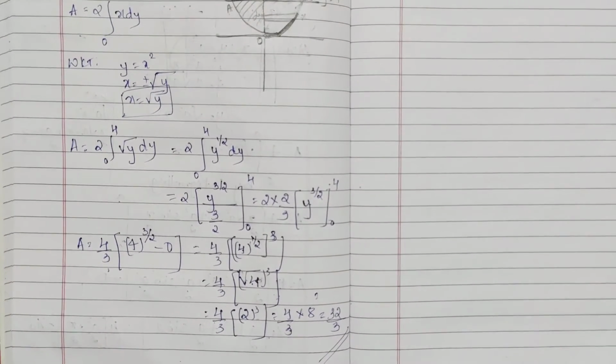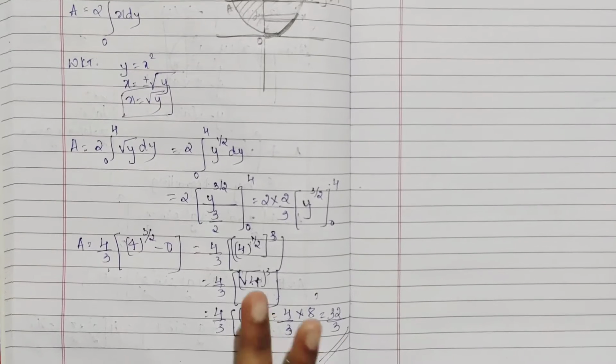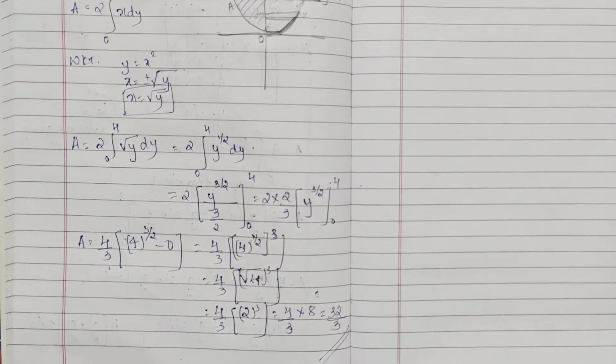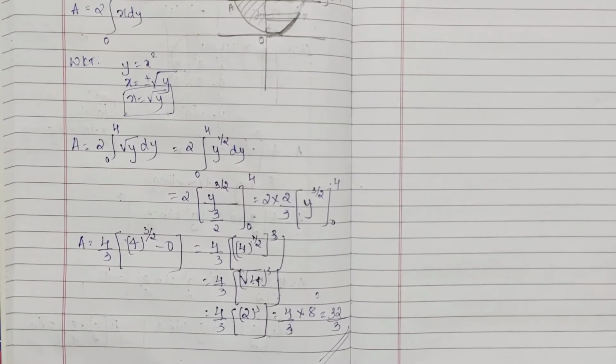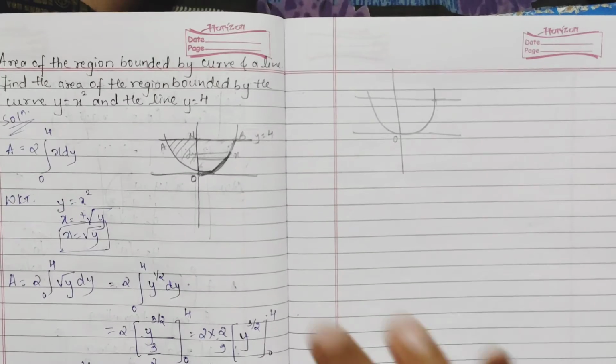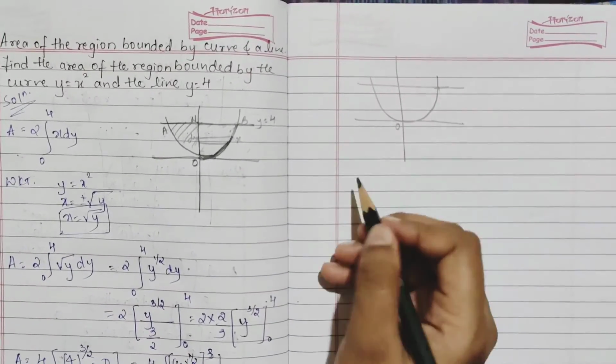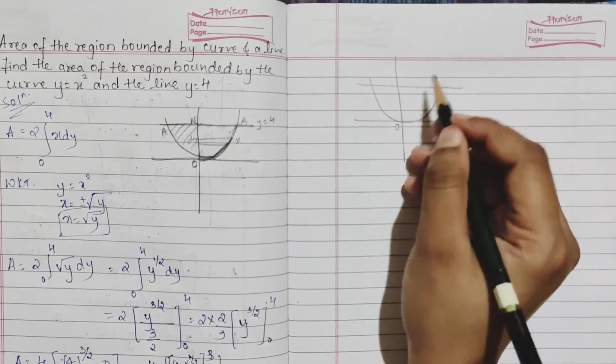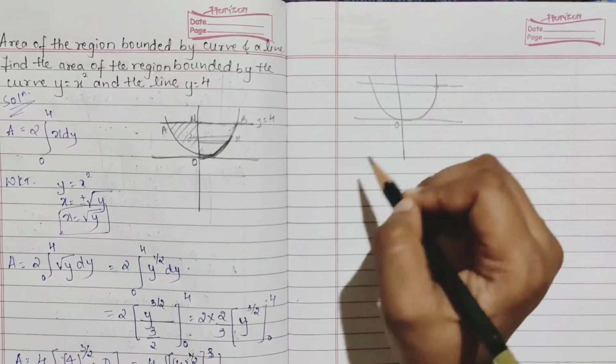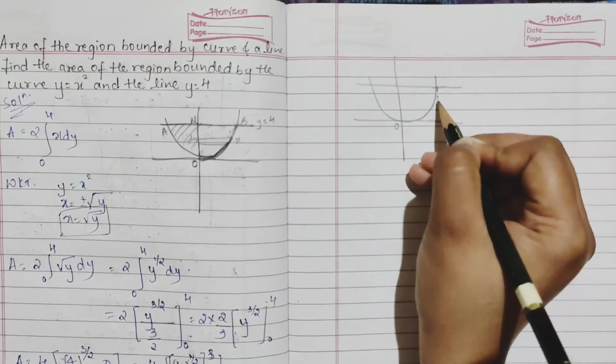Understood how you have to do? You can go this way. This is one method. One more method I'll show you. First copy this much. Next part, what I can do, same parabola. I have to find the area of this part, so I am considering this part. I can draw a line here.